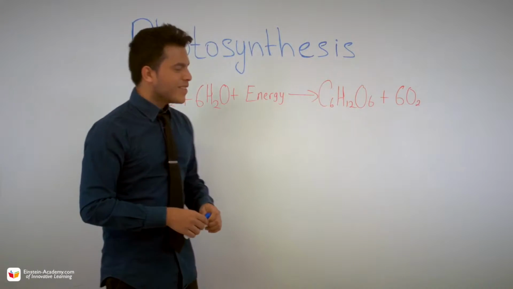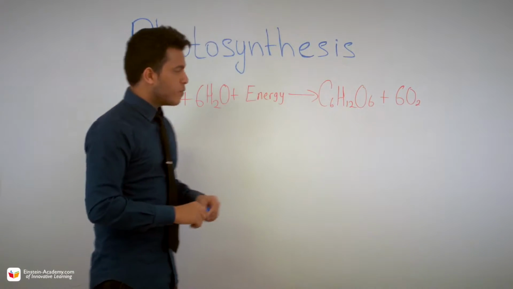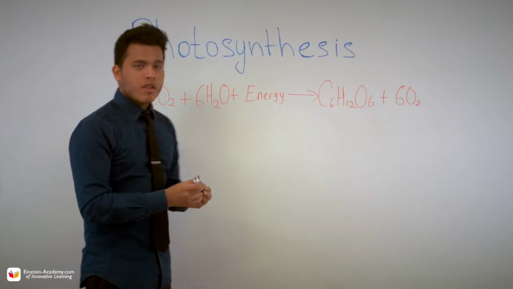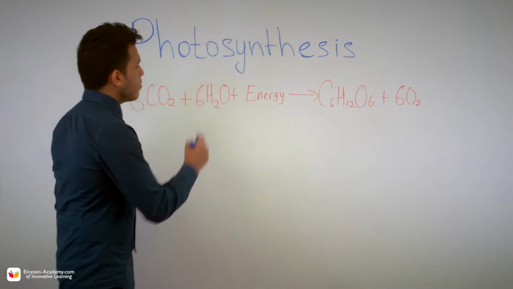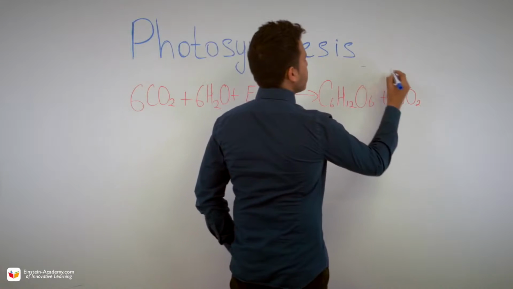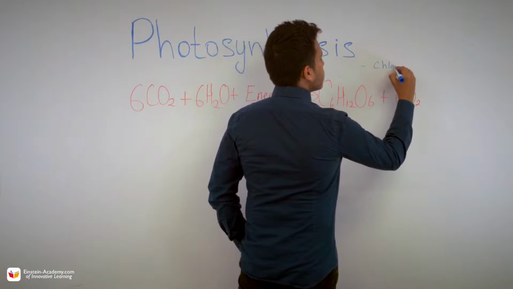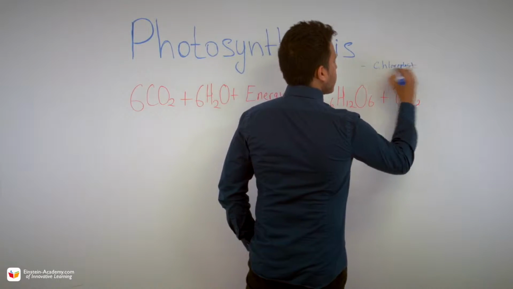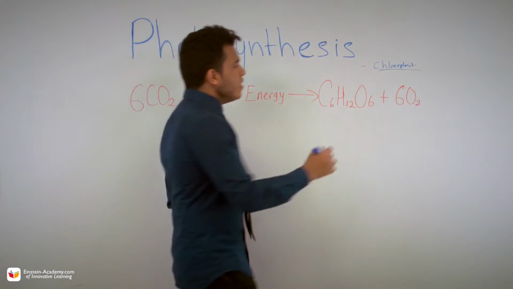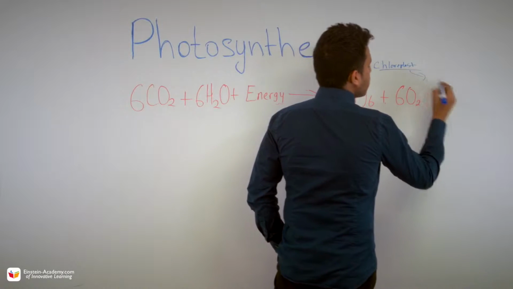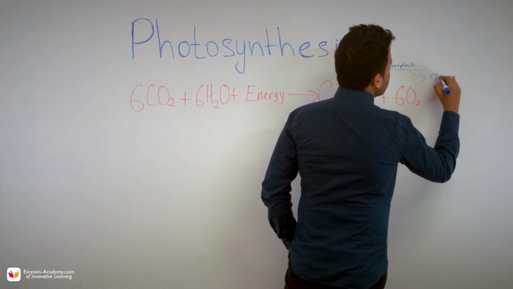For some odd reason, I've had experiences in the past where students think that we carry out photosynthesis, and we don't. Plants carry out photosynthesis, and plants carry out photosynthesis specifically in the organelle of the chloroplast. So here's where photosynthesis takes place, but more specifically, in the chloroplast, there's a pigment protein. There's a protein pigment called chlorophyll.